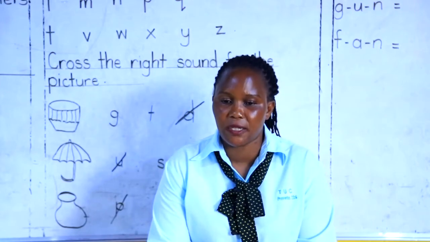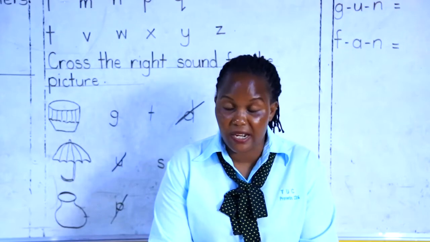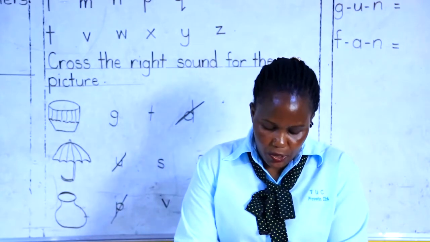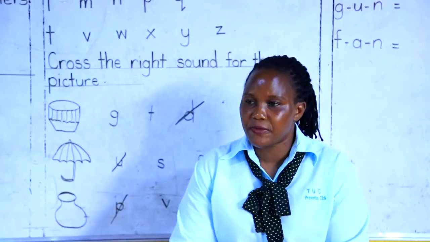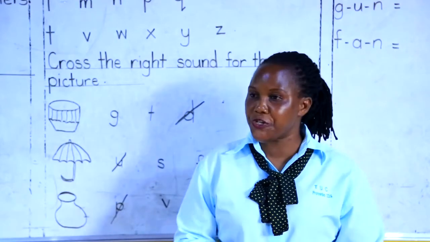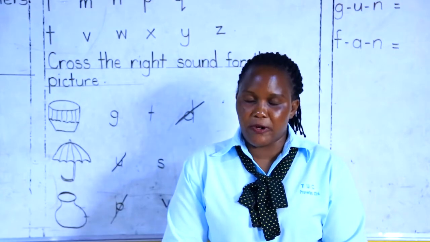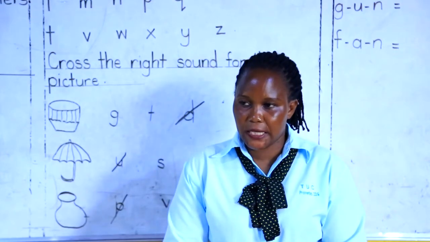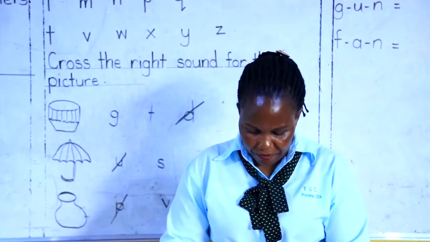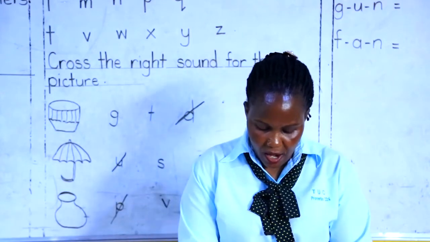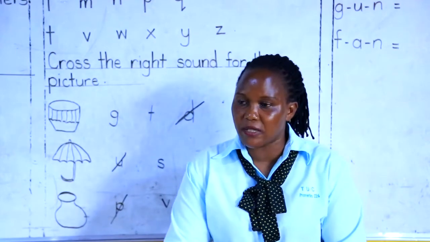Right sound, K. A caterpillar, K. Finished? Yes, teacher. Right sound, D. D. Done? Yes, teacher. Wow. The spaces are provided where we're supposed to write these letter sounds. Next, right sound.